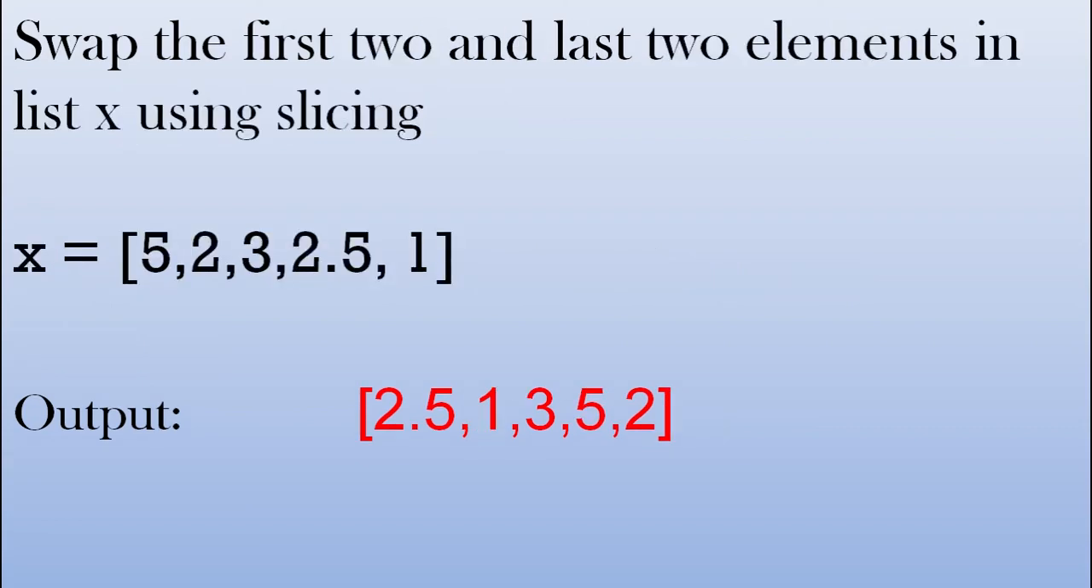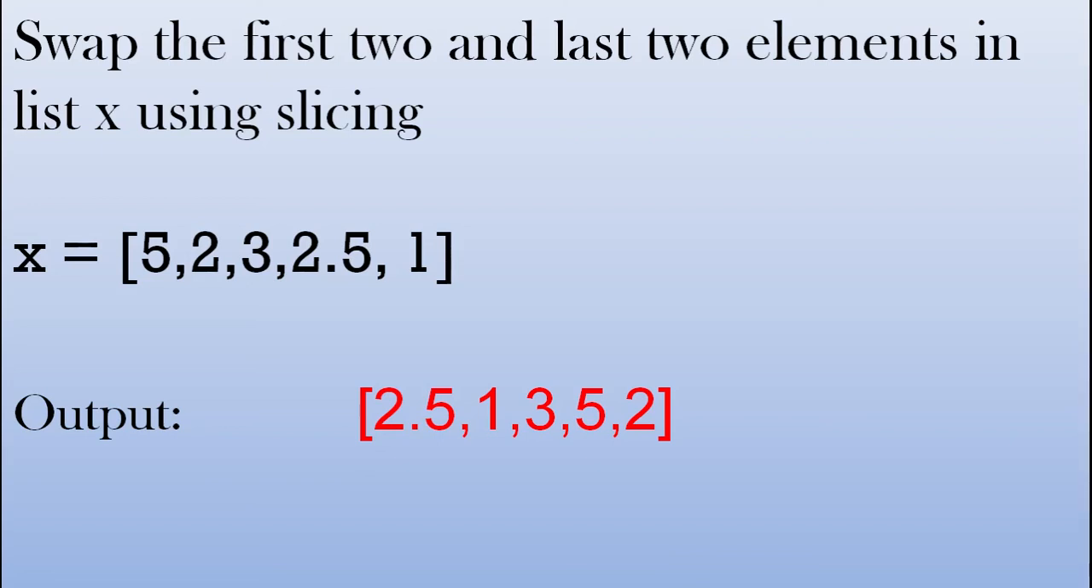Now this is a bit more confusing. Swap the first two and last two elements in a list x using slicing. So we want 5 and 2 to be the last two elements and 2.5 and 1 to be the first two elements. So you might want to check to see how you do that.